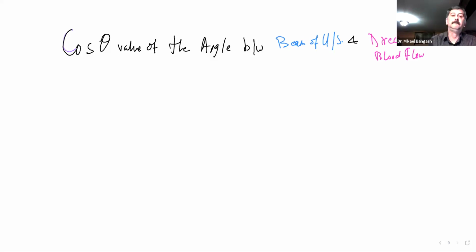Is that clear? Yep. Okay. So what we actually mean by the theta or cosine theta is that, if you put it this way, the blood was flowing in this direction. And your beam, for instance, was like this.